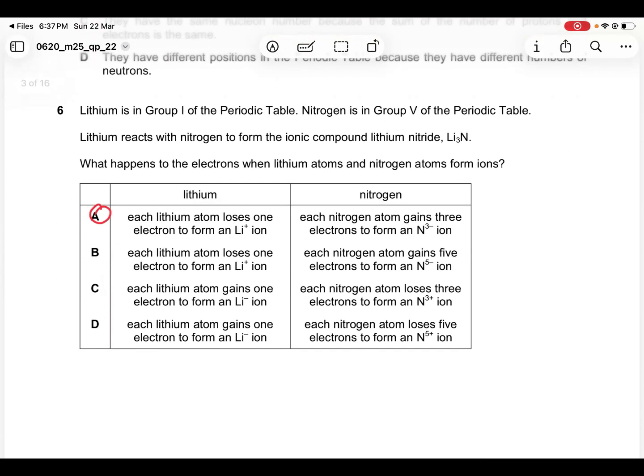Lithium is in group 1 of the periodic table. Nitrogen is in group 5 of the periodic table. Lithium reacts with nitrogen to form the ionic compound lithium nitride, Li3N. What happens to the electrons when lithium atoms and nitrogen atoms form ions? Each lithium atom loses 1 electron to form an Li+ ion.